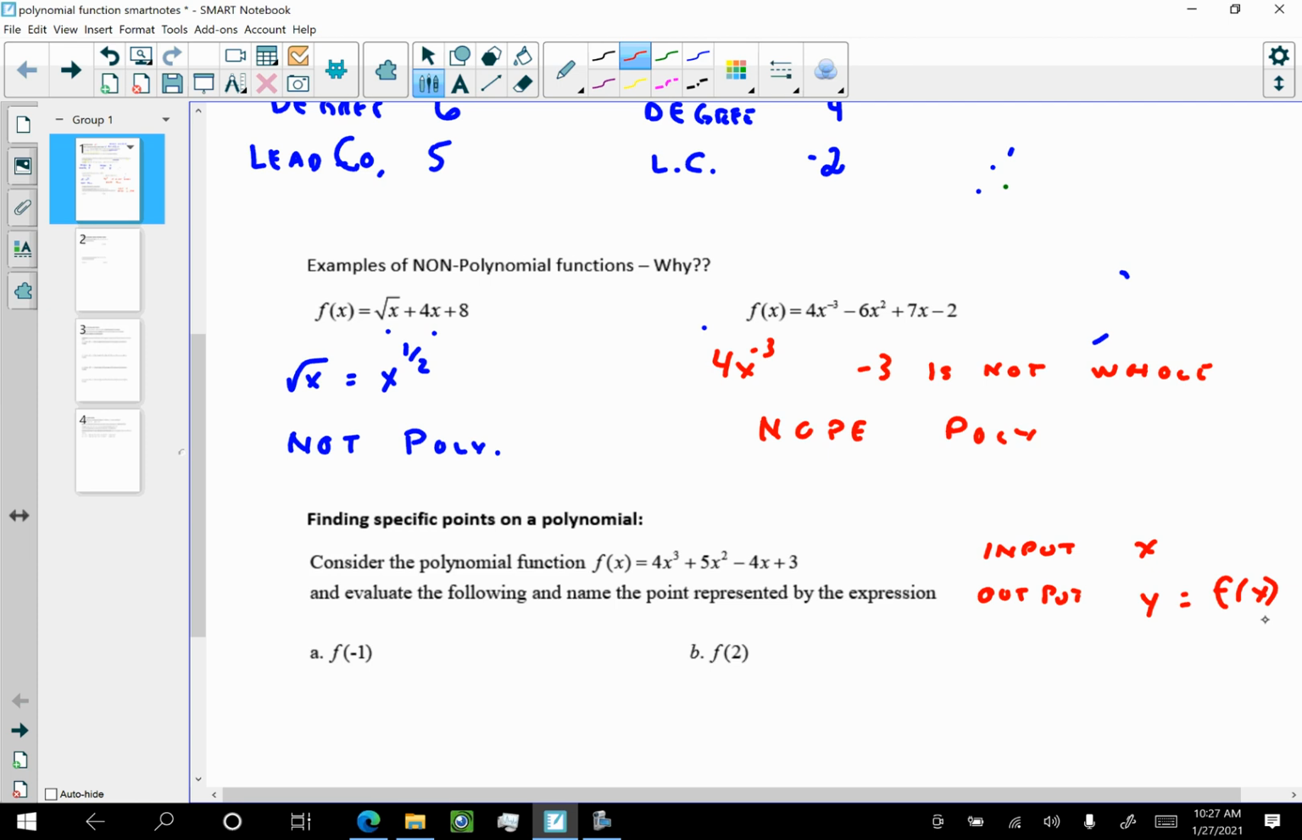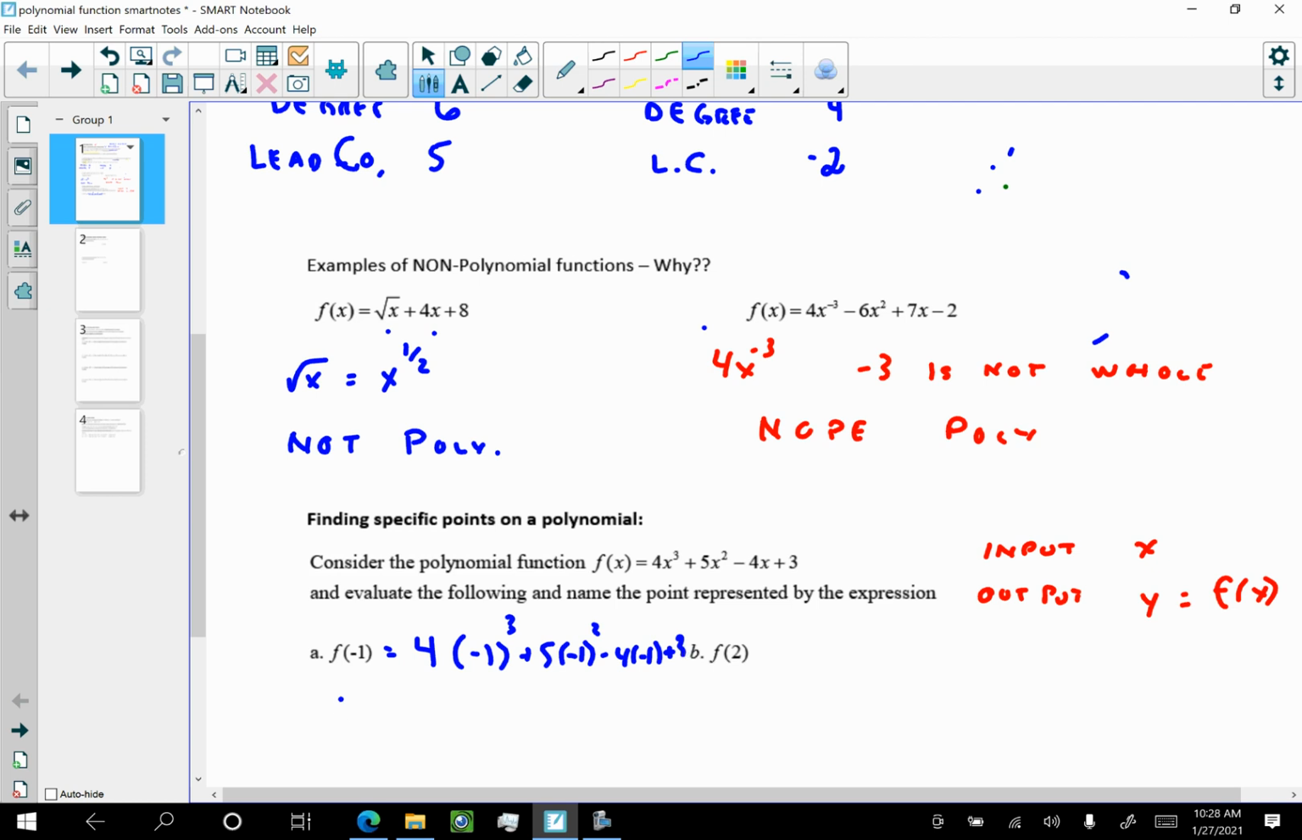So let's evaluate the following and name the point represented by the equation. So let's find f of negative 1. Well, you can always pause the video. Okay, so what I'm going to do, and keep in mind this is f of x, I'm going to put negative 1 in wherever I see an x. So this is going to be 4 times negative 1 cubed plus 5 times negative 1 squared minus 4 times negative 1 plus 3.